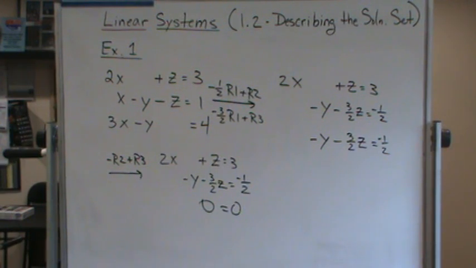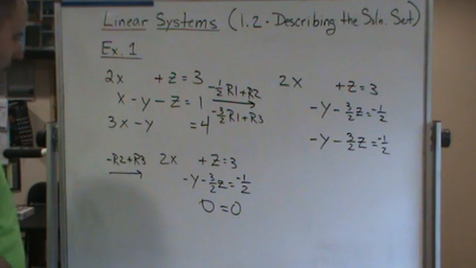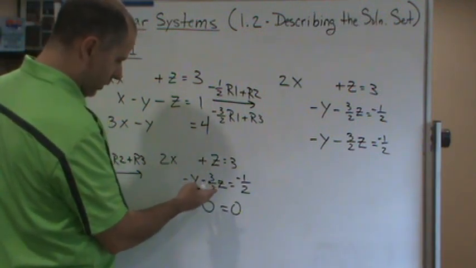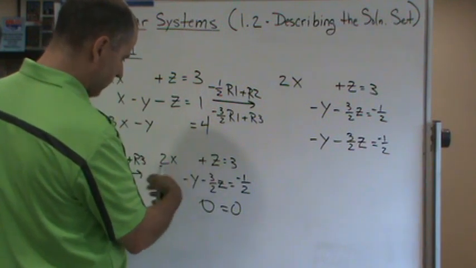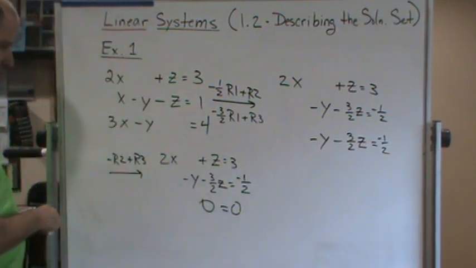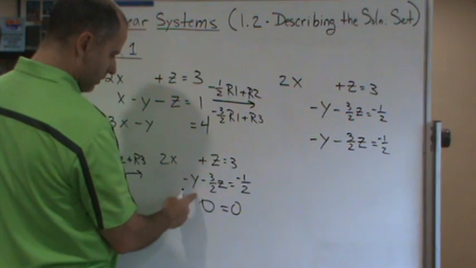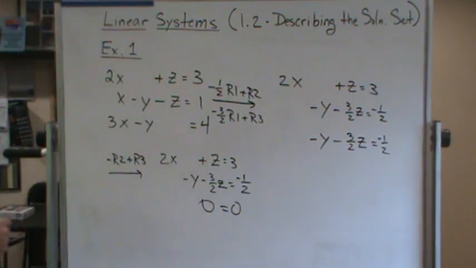Okay, so now what do we do here? So in this case, what do we have? We've got two equations with three unknowns. And here we can't solve for each one of these. So we know there's an infinite number of solutions, there are many solutions, but how do we describe the solution?